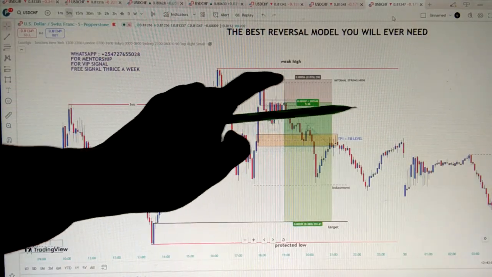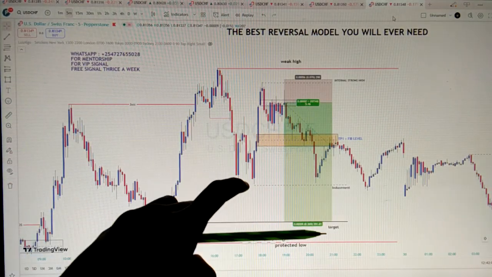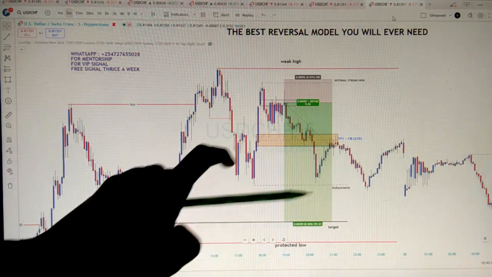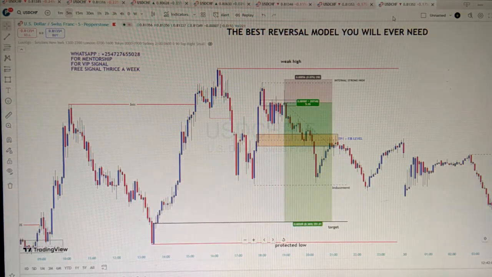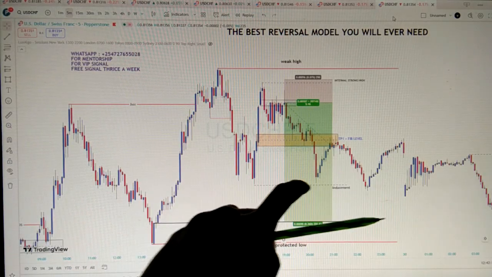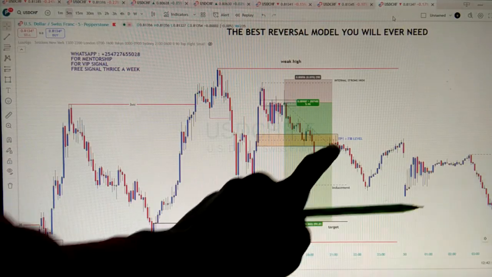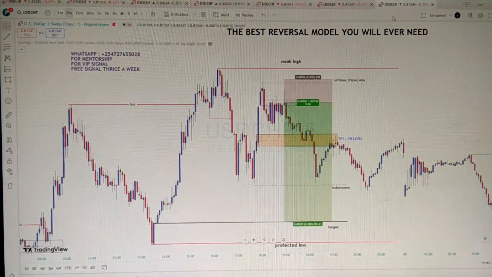So if this is our internal strong high, this will be our inducement, and most of the liquidity will be here. Most retail traders will enter a buy at this zone, but most of the time they'll be liquidated. You can see they will be liquidated. So first thing, you have to follow the big banks by doing what they are doing.